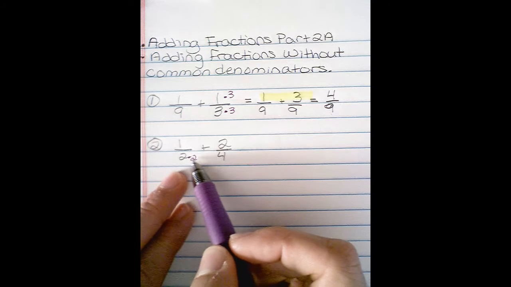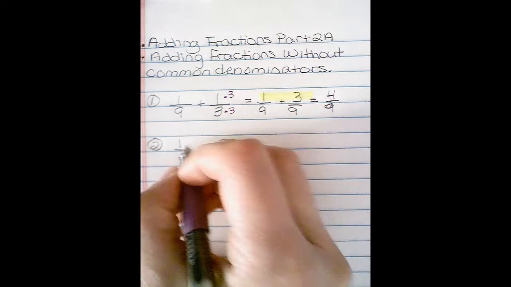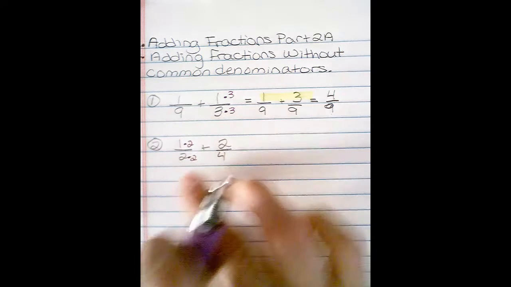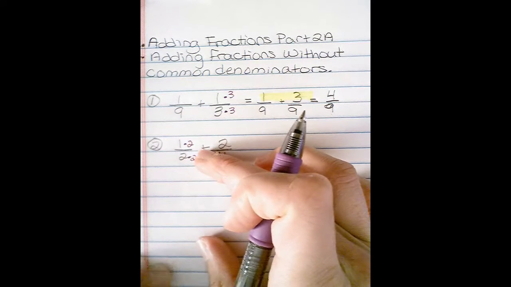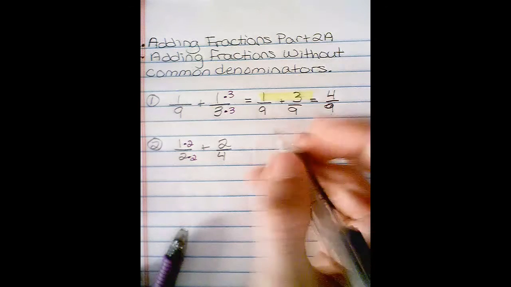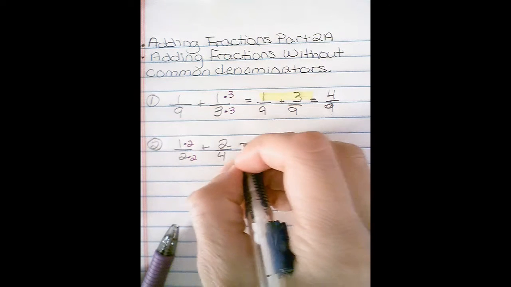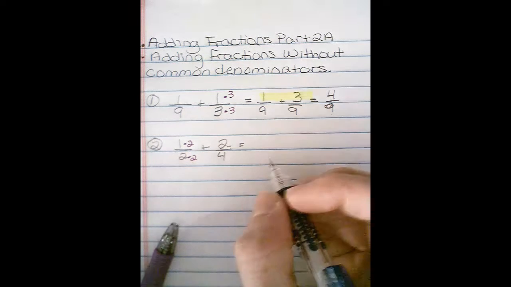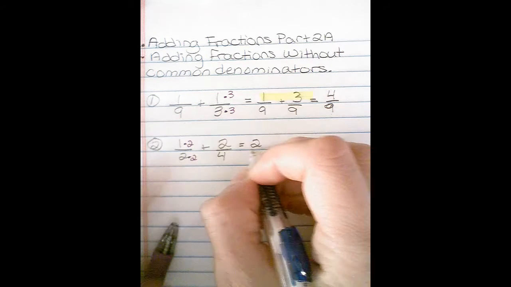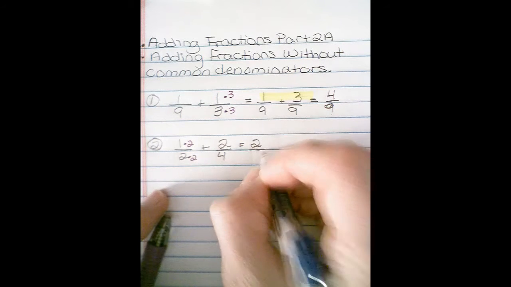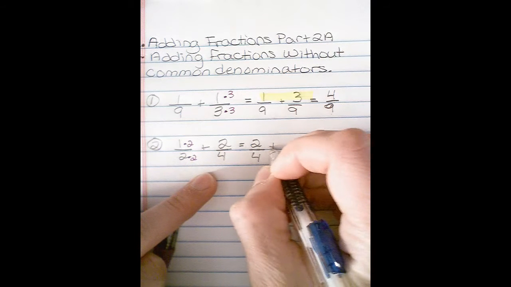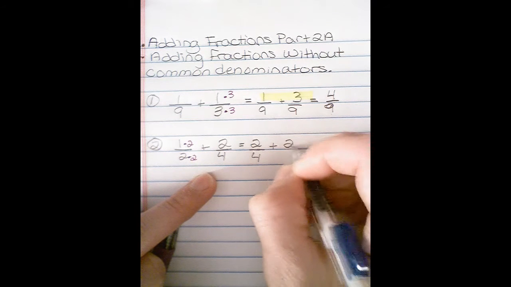What I do to the denominator, I also must do to the numerator. Okay? So, now that we've done that, I rewrite it, and I have here 1 times 2 is 2, 2 times 2 is 4. And then I copy down the second fraction.